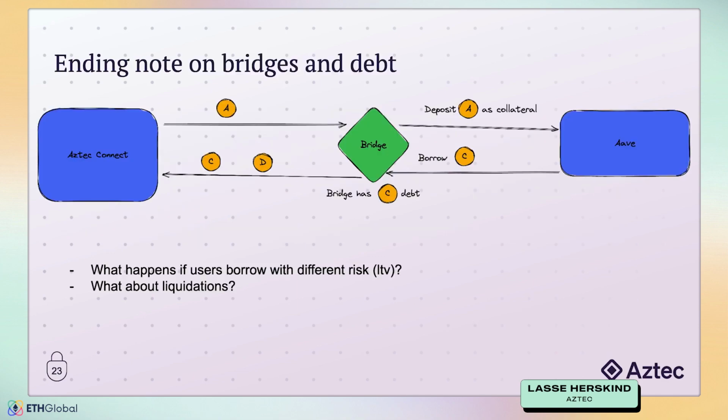And then an ending note on building a bridge with debt. If you're building a bridge that holds debt, say opening an AAVE position, so deposit token A, use that as collateral, borrow token C. Now the bridge will have token C as debt. What happens if the bridge is liquidated because of market conditions? Can a user deposit and borrow on another risk value, or risk parameters? If they can, they might be able to borrow using someone else's collateral, which is not ideal.